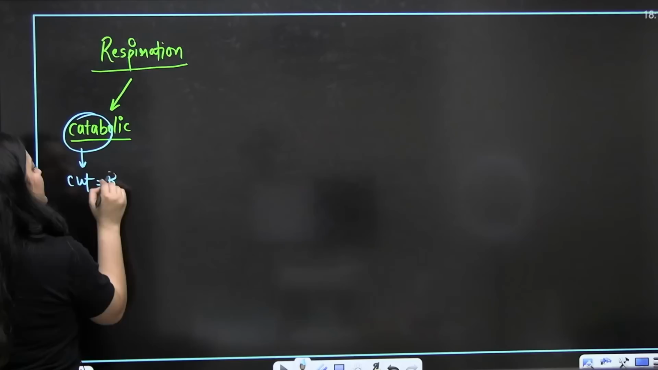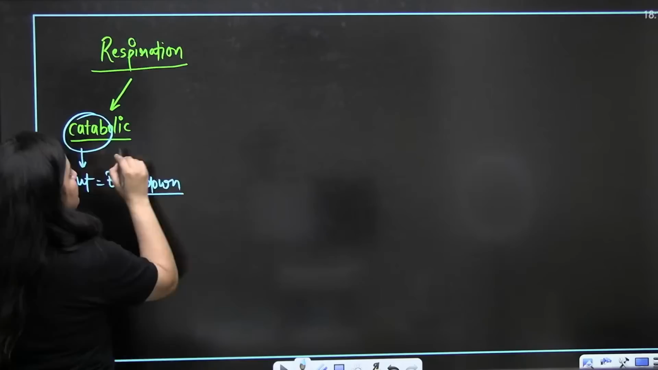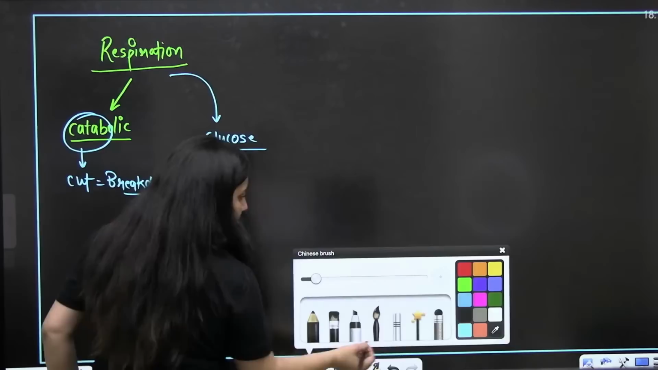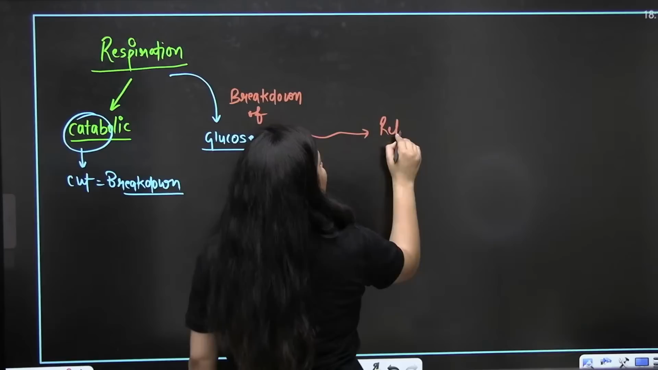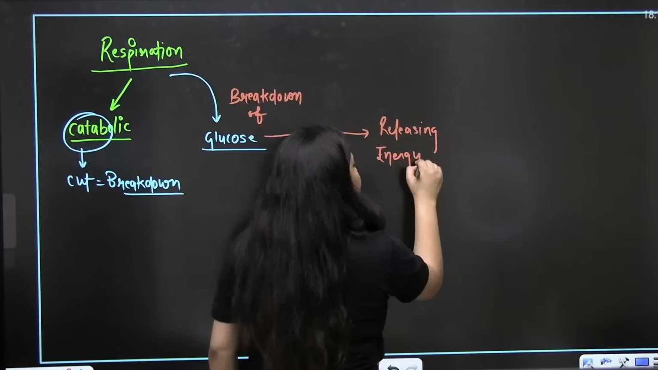Now what is this catabolic? Cata means cut, means breakdown, right? Breakdown. So here in respiration, what is going to happen? There will be the breakdown of glucose, and it will result in releasing energy. Right? It will result in releasing energy.